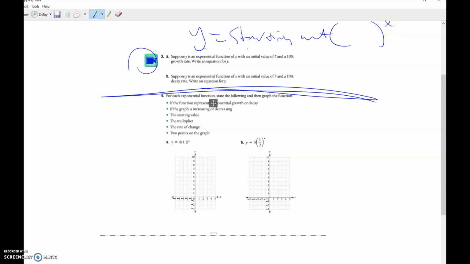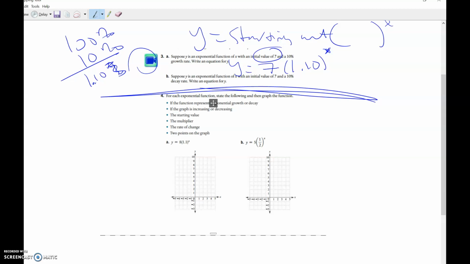All right. So this first one is, let's see, initial value of 7. That's your starting amount. 10% growth rate. So I'm growing, so that's 110%. So my multiplier is 1.10 without the percent there. And my exponent is going to go right up there.